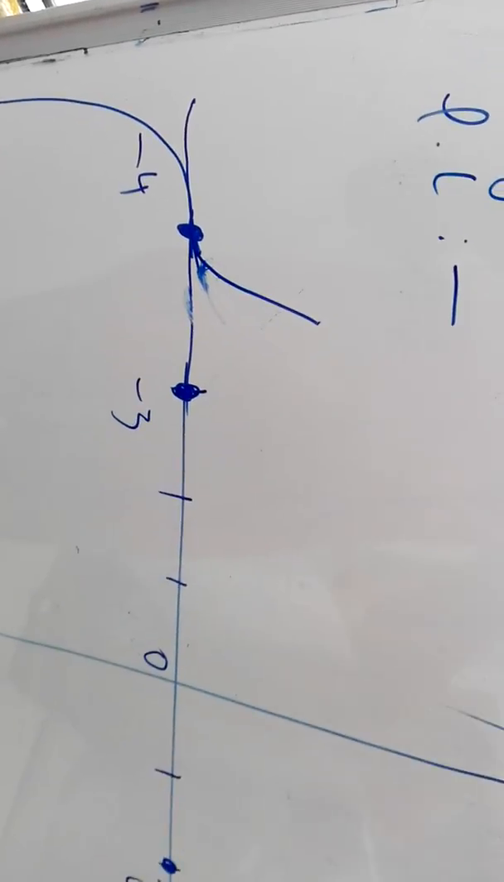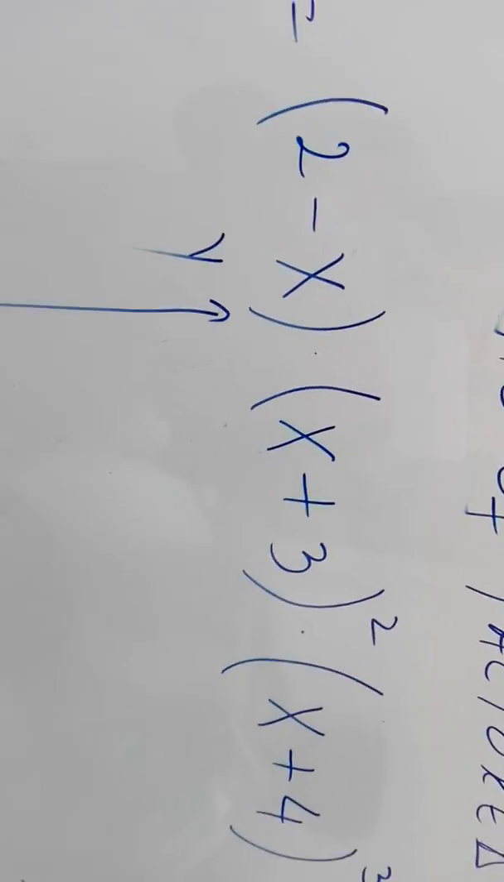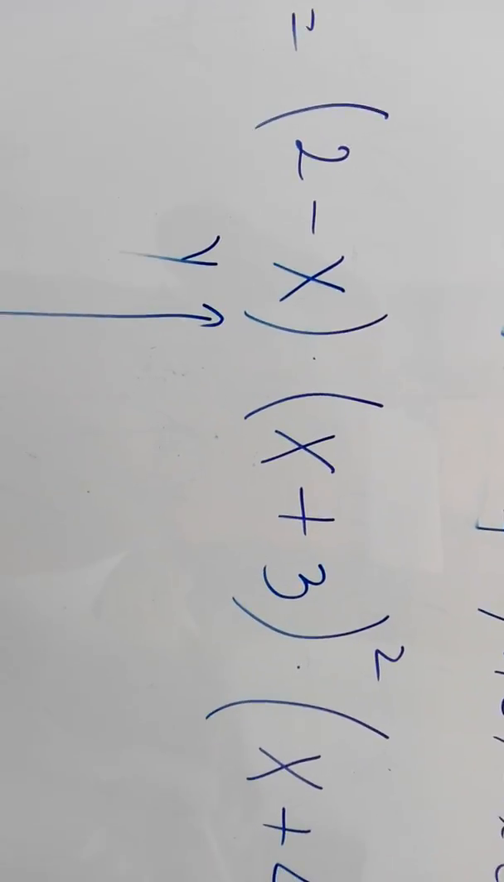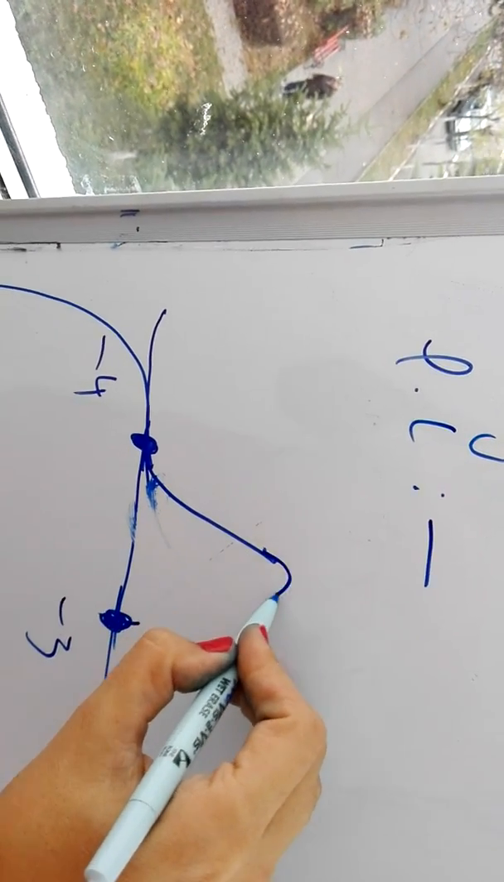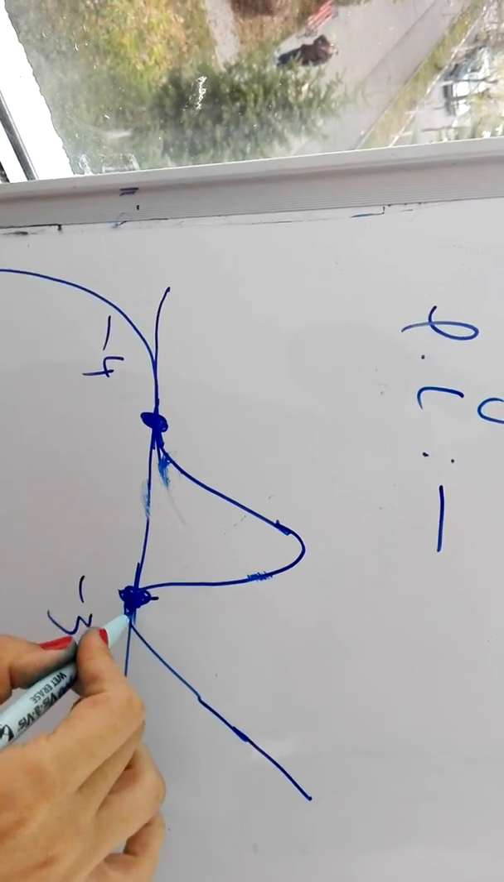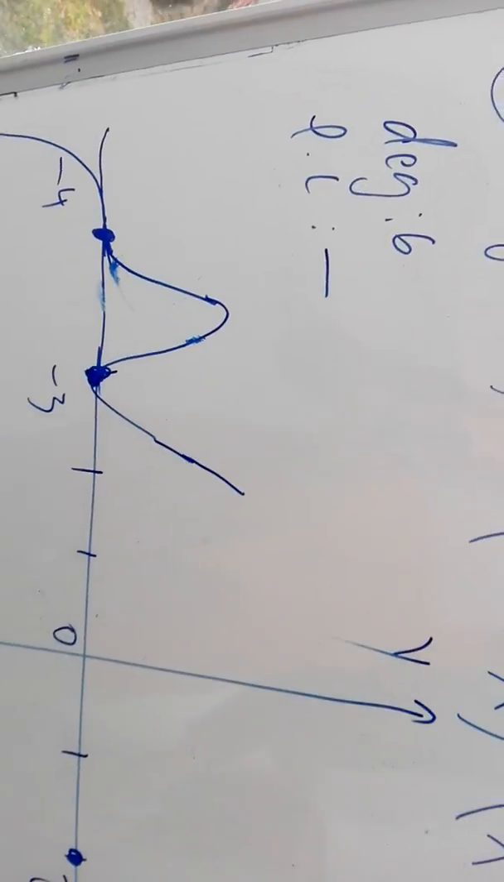In negative 3, now this negative 3 came out from a parenthesis which was square. Now if it's square, that means the graph will just touch. That means it will form a tangent with the x-axis. So I gotta go back and touch my negative 3. Okay? I'm touching my negative 3. I think you get the point. Just touch. Go to negative 3 and then come back.